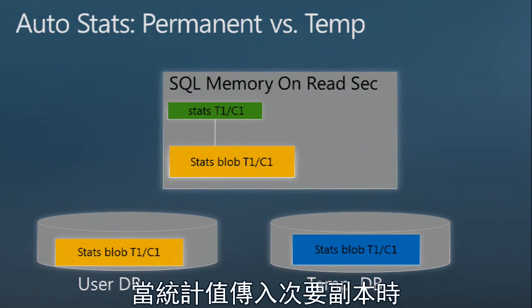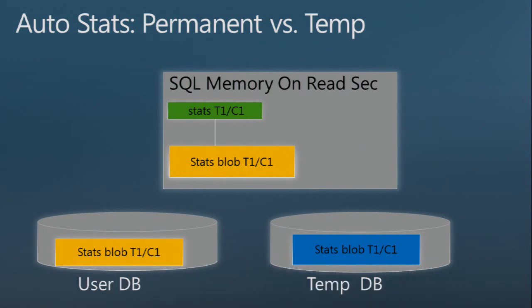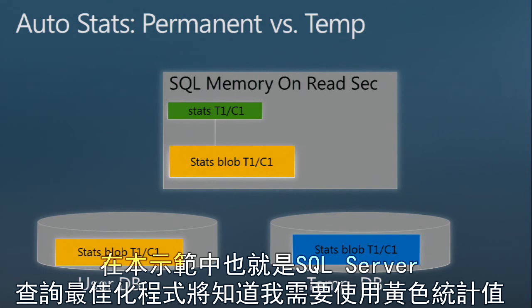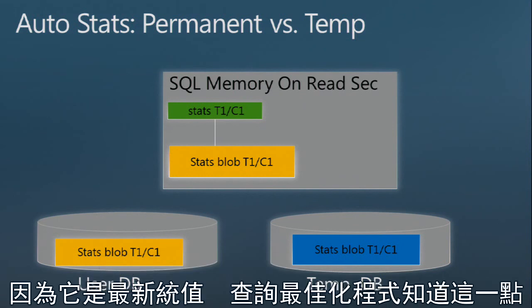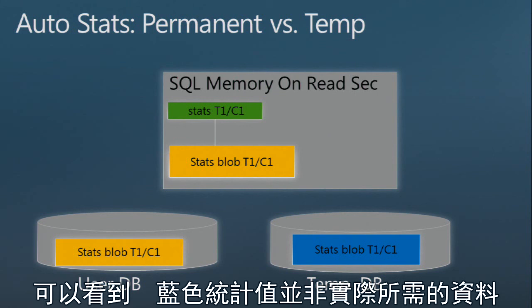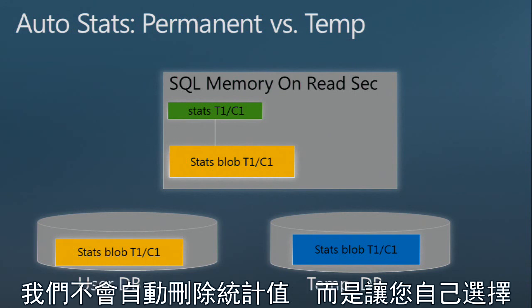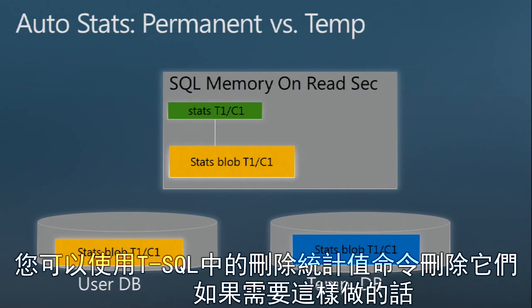So when that stat flows back into the secondary, the SQL Server optimizer will know that it needs to use the yellow stats, because that is the latest stat, and it will hold that. Now what happens with the blue stat? As you can see, the blue stat is not really needed. We don't automatically drop it, but you can use the DROP STATISTICS command in T-SQL to drop it if you want.